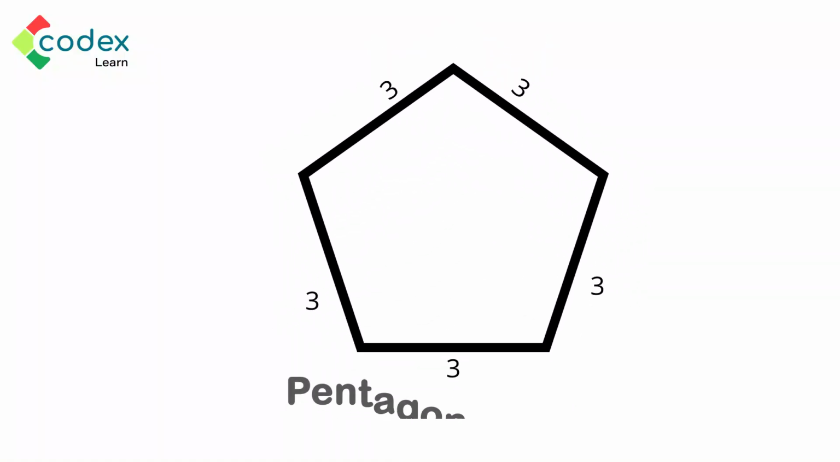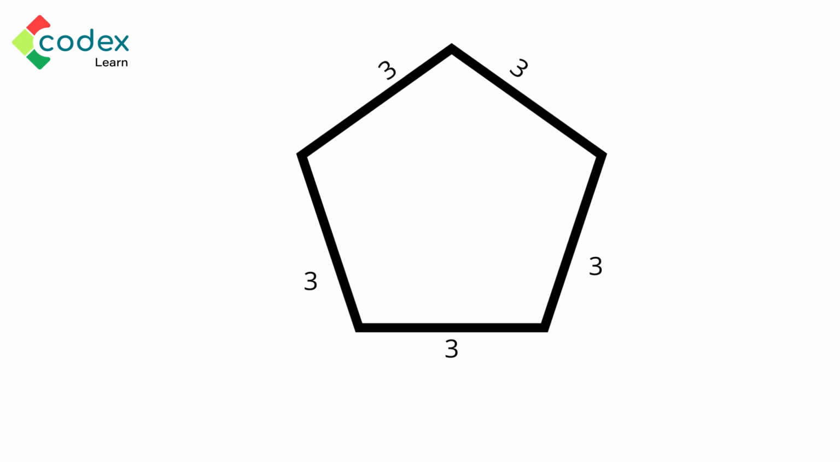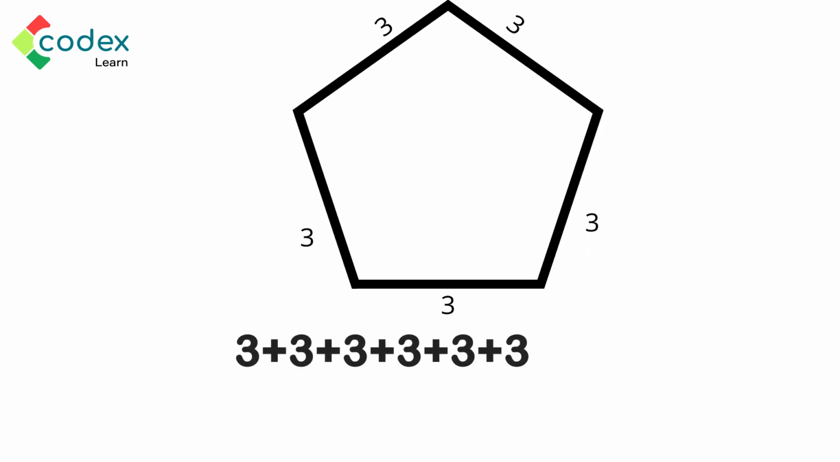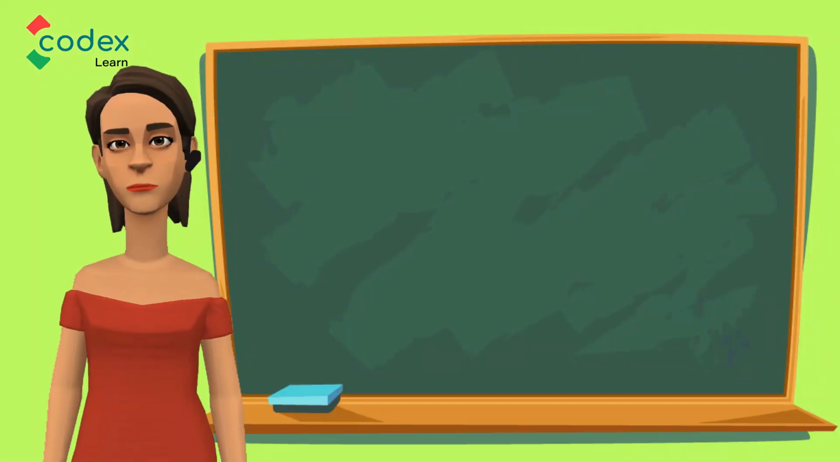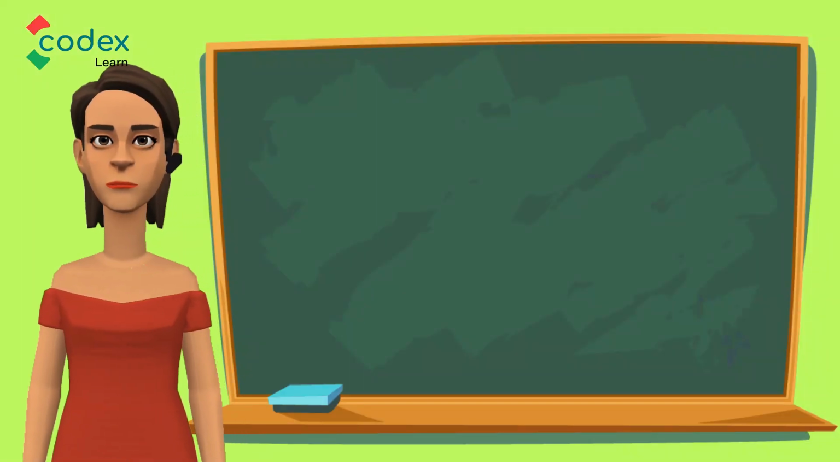The number that runs along all the sides of the shape is 3. The perimeter of the pentagon will be added in 5 places. 3 plus 3 plus 3 plus 3 plus 3. This equals 15. You can also say that 3 in 5 places is the same as 3 times 5, which is also 15. That was quite easy, right?